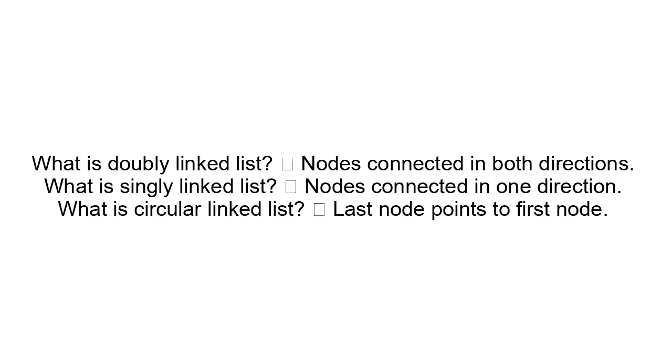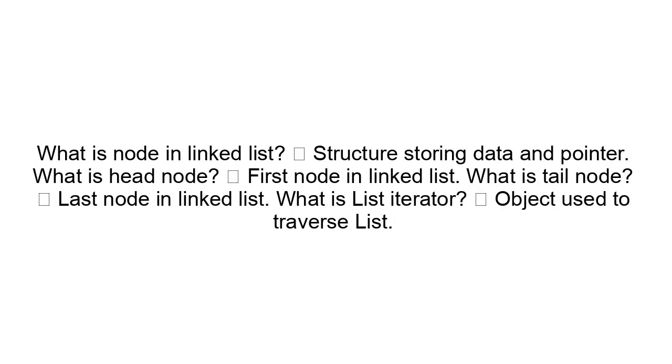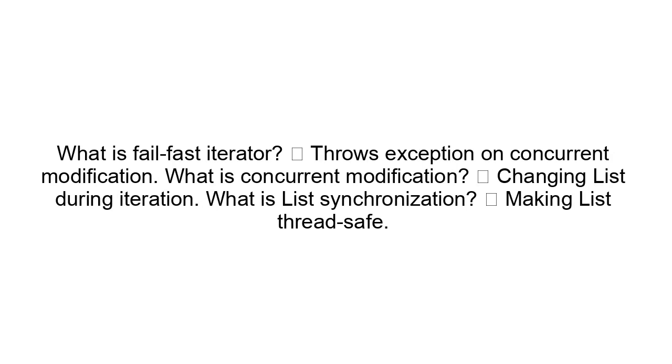What is a circular linked list? The last node points to the first node. What is a node in a linked list? A structure storing data and a pointer. What is the head node? The first node in a linked list. What is the tail node? The last node in a linked list. What is a list iterator? An object used to traverse a list. What is a fail-fast iterator? It throws an exception on concurrent modification. What is concurrent modification? Changing a list during iteration.